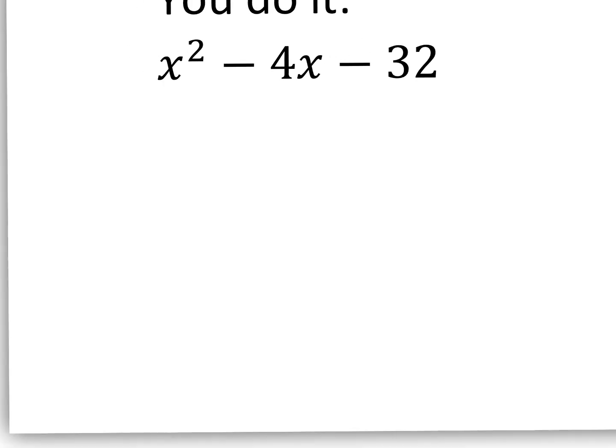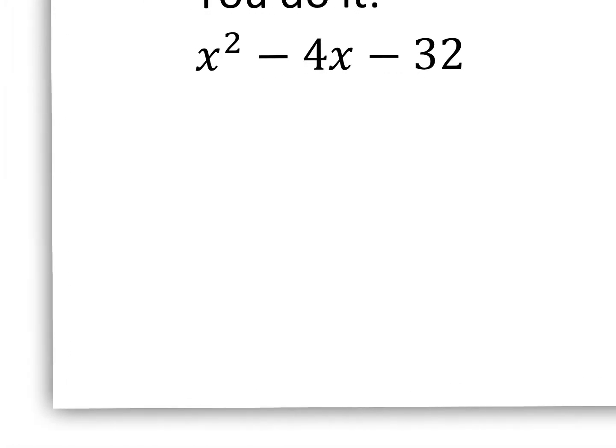Okay, so once again, ladies and gentlemen, let's show all our work, write down all the steps. Step 1, multiply a times c. You're going to get 1 times negative 32. You're going to get negative 32. That is your answer for step 1.